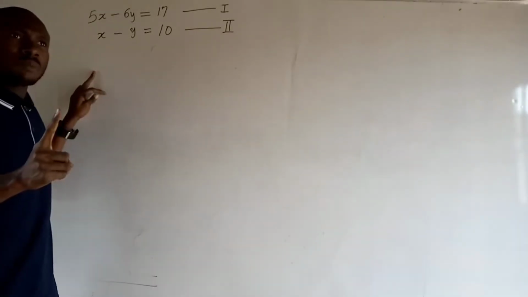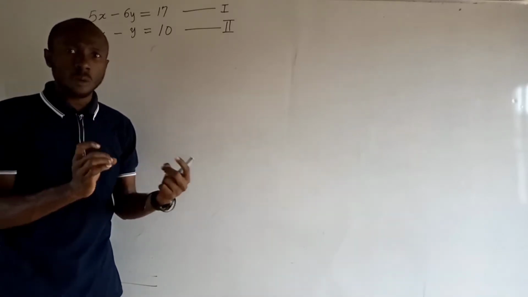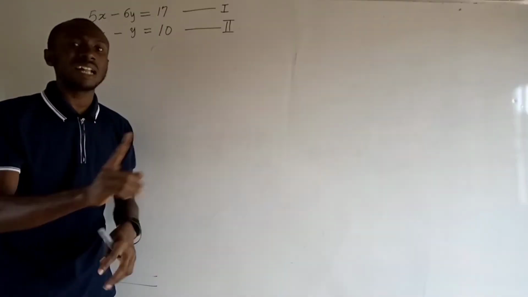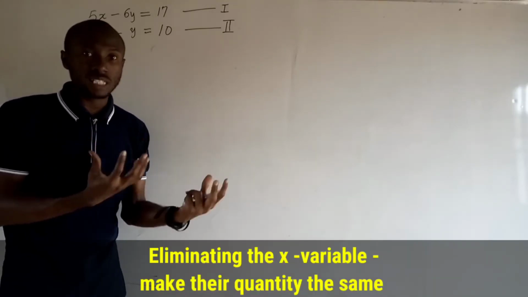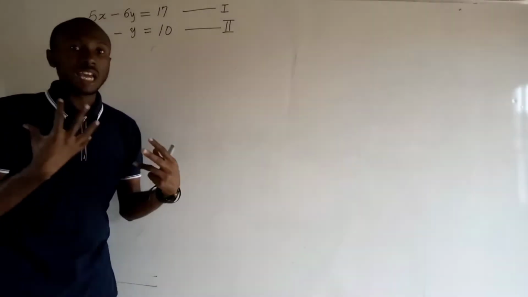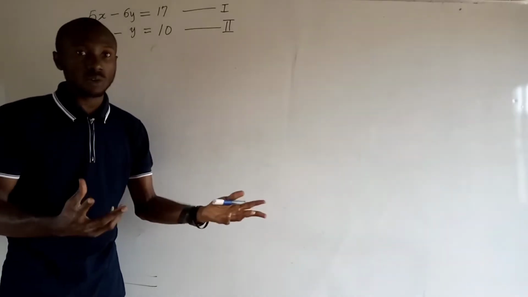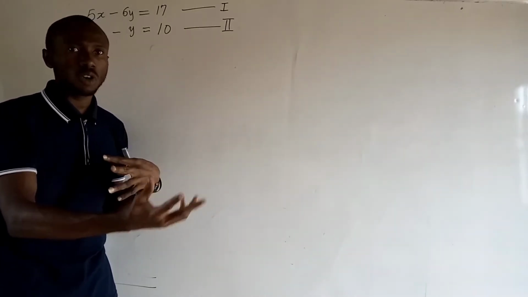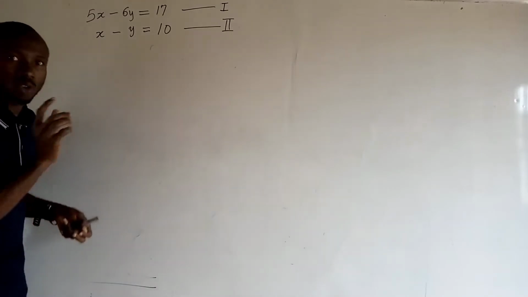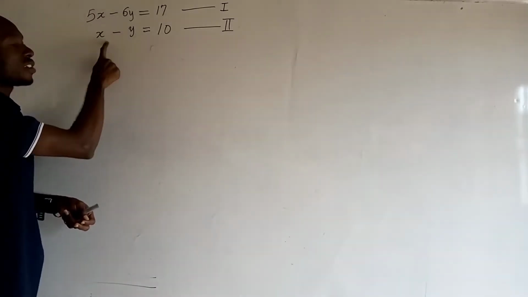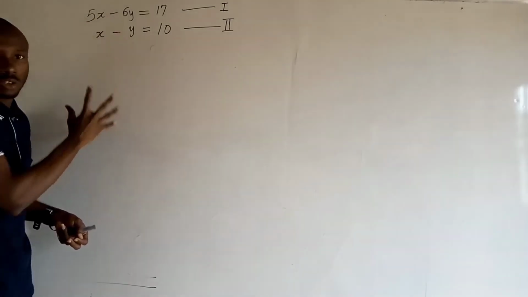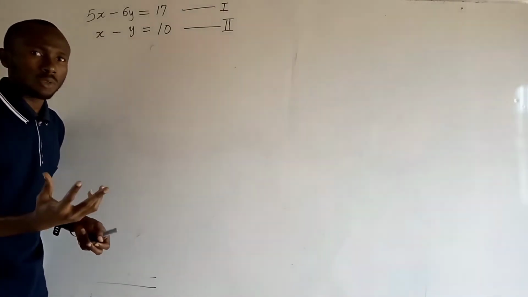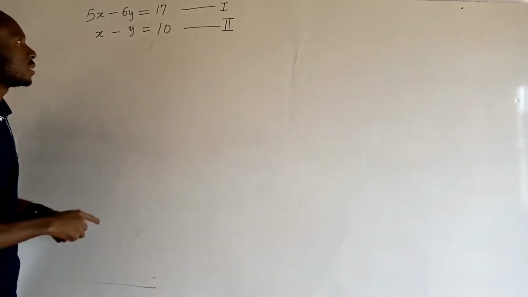Okay, for you to eliminate a value or for you to reduce a number to 0, it is very easy and it is very efficient when the values are of the same quantity. Like you can easily say 4 minus 4 is 0 or minus 4 plus 4 is 0. So that means we need to try as much as we can to make these variables the same. We need to make the quantity of x in these two equations the same. So how do we go about that? It is very simple. Just stay with me.